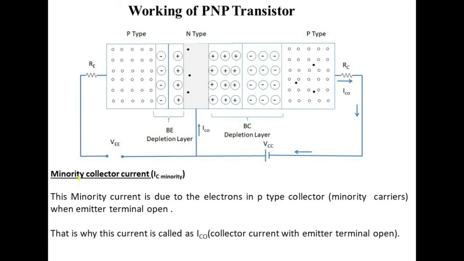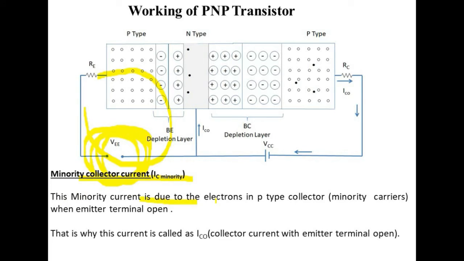Now come to the minority collector current, that is IC minority. Here we notice that the base to emitter junction is open, meaning there is no battery, or this circuit is open. It means there is no forward biasing applied between the emitter and base junction. This emitter is open, so no current is possible to flow in this terminal.